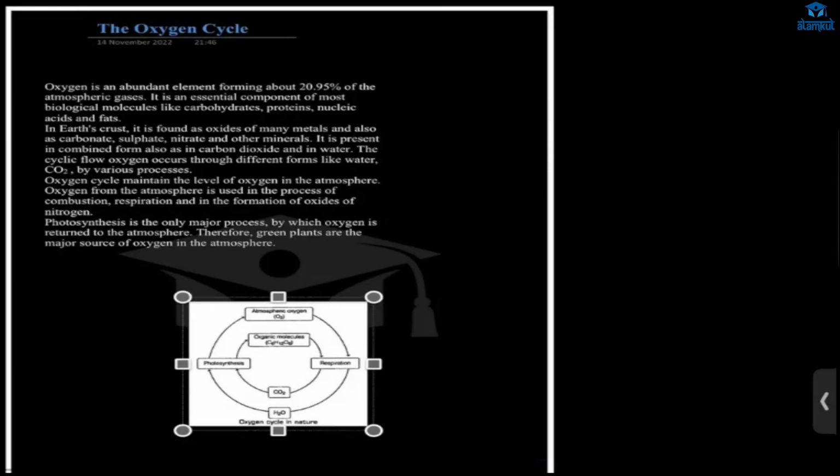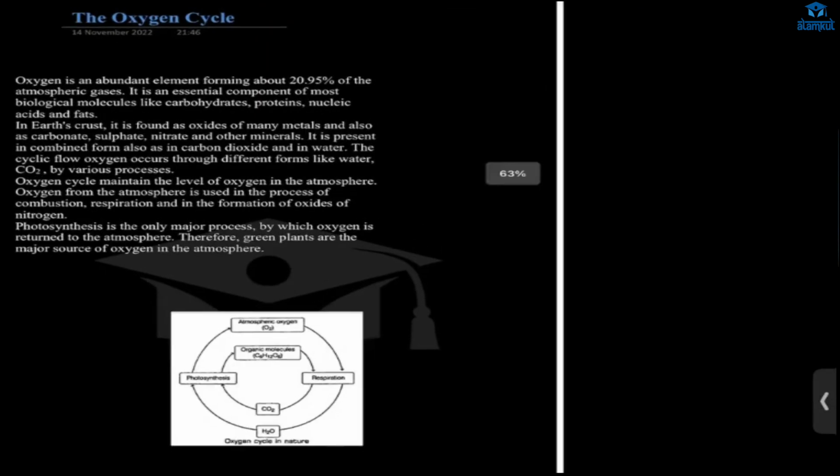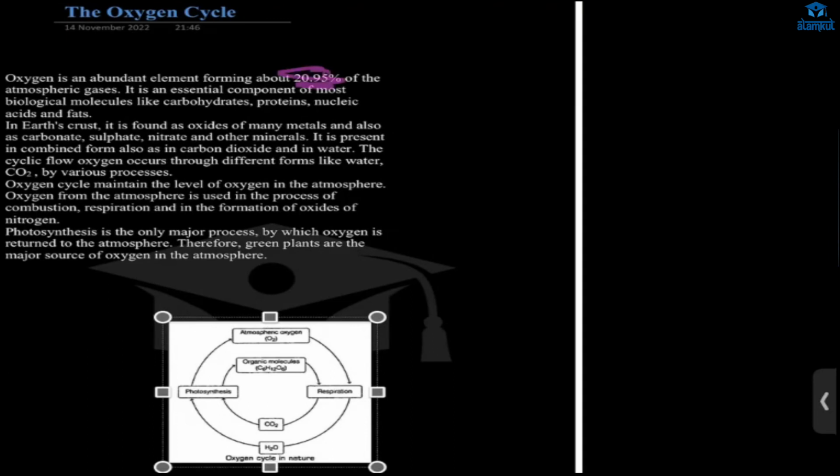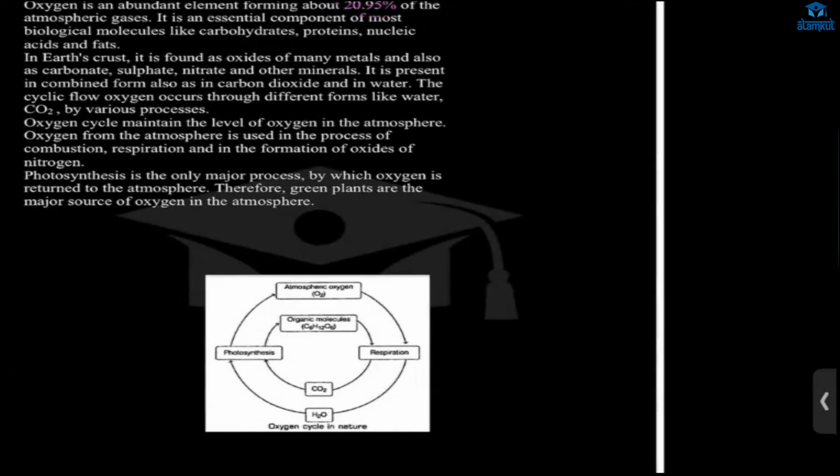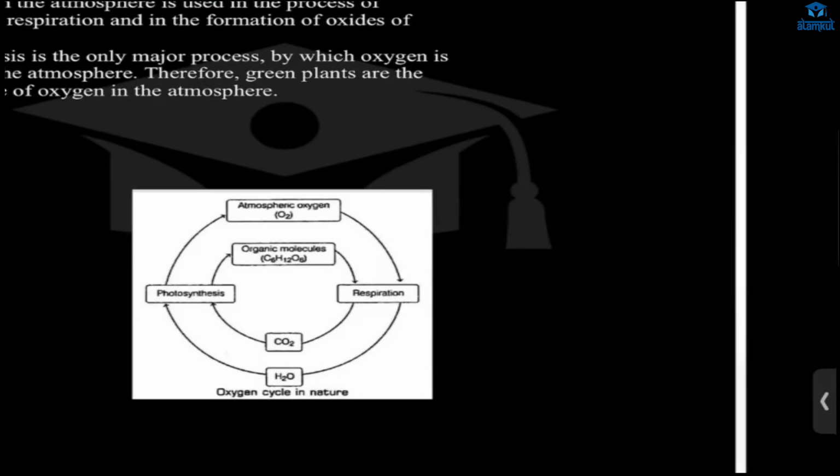Next, we have oxygen cycle. Oxygen is present up to 20.95%. That means approximately 21%, right? From where we get oxygen? From the photosynthesis. That is the main process. Okay, how is this oxygen cycle happening?